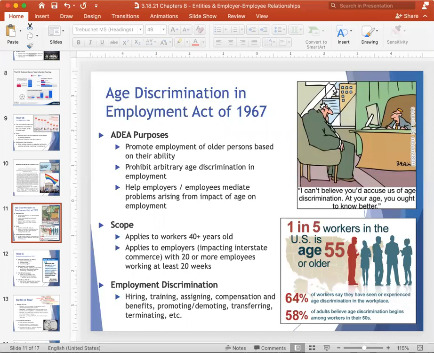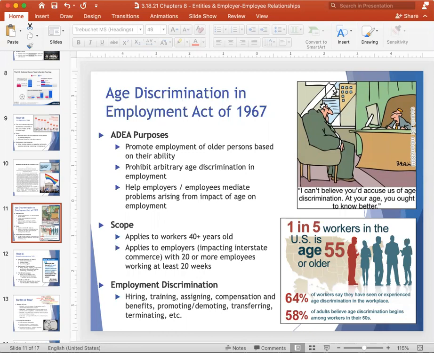Also, employees who are under the age of 40 cannot seek relief under the ADEA, even if they are subject to discrimination in the workforce based on age. So you might experience age discrimination for your youth, but unfortunately you are not protected under this particular law. So I just wanted to make that clear. And then this law also, if you experience age discrimination, you would file that complaint with the EEOC.